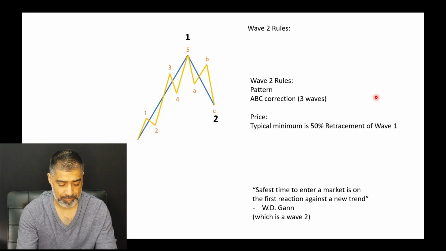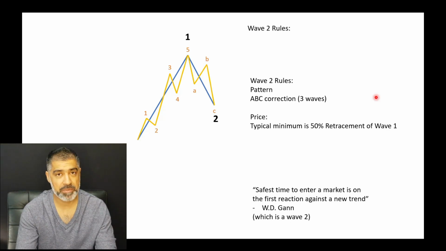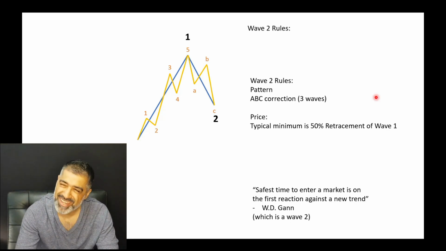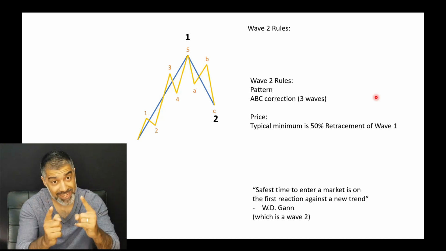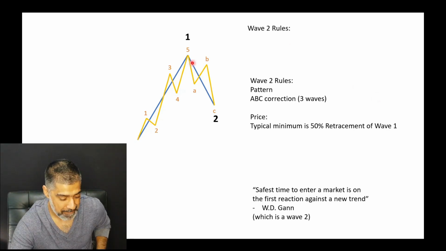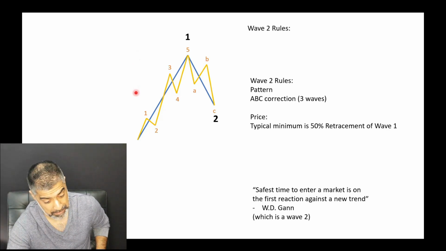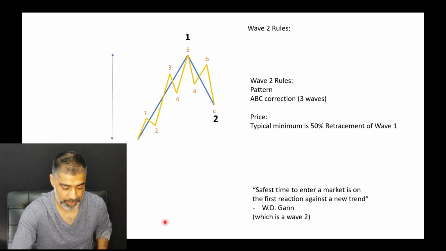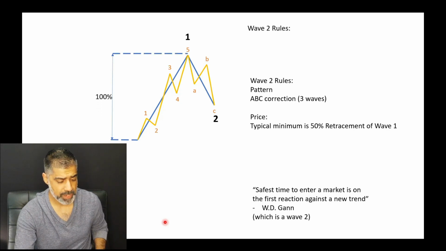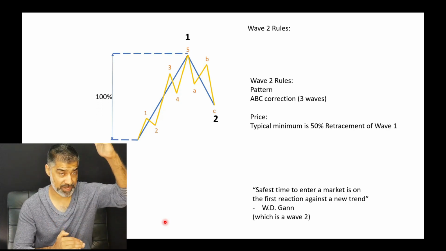So price. The typical minimum retracement of price is 50% of wave 1. So wave 1 is this movement. There's a price movement here. It's gone up this much. And then it tends to correct in wave 2. So it moves back down 50% of wave 1. So to make that crystal clear for you, here is 100% of wave 1, right?